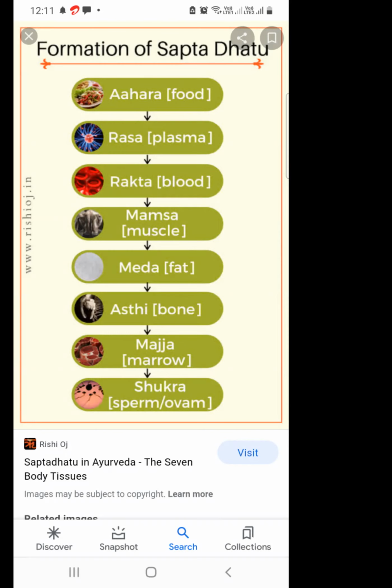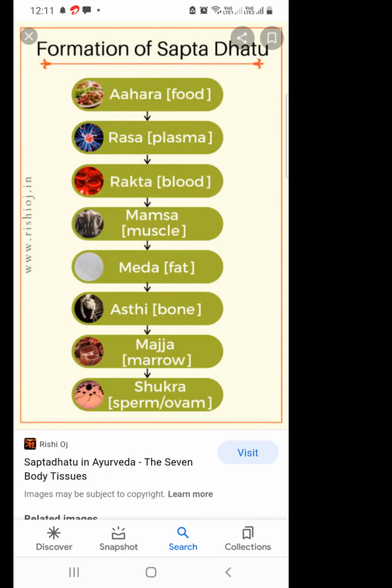Then rakt becomes the mamsa. Again, the essence of the rakt, the essence of the blood, becomes the mamsa. Muscles. Mamsa means muscles. So ras, rakt, the final essence of the rakt becomes mamsa, muscles. Then again it takes 5 more days. Then the next procedure is becoming the med, fat. Then there is fat accumulation. Again, the essence of the muscles makes the fat.